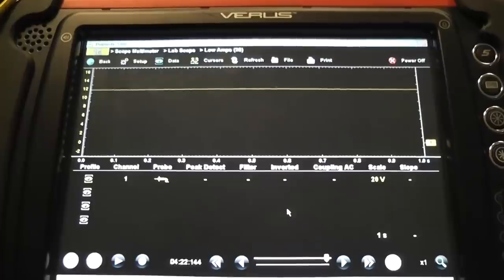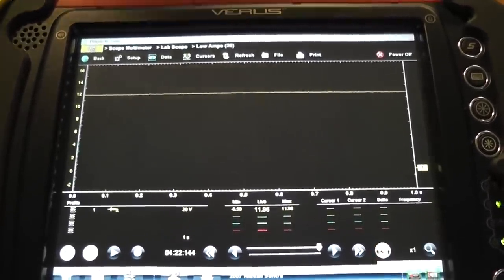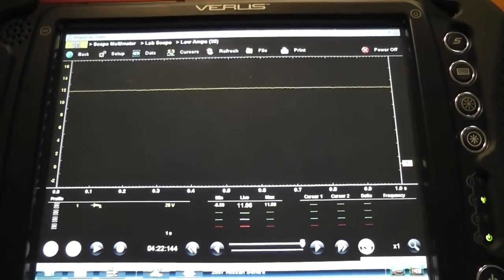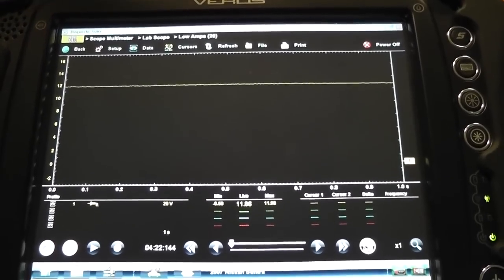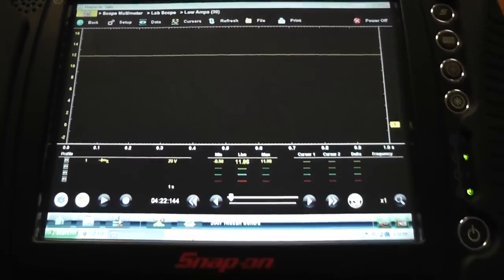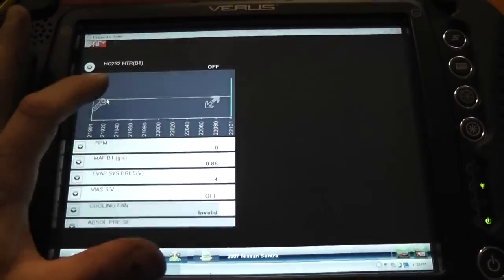I'll get you a shot of that. This voltage that's on here right now is actually coming through my test light, right? So that 11.8 volts is the test light looking for a ground now. Okay. So go to our scan data because we want to look at the command.